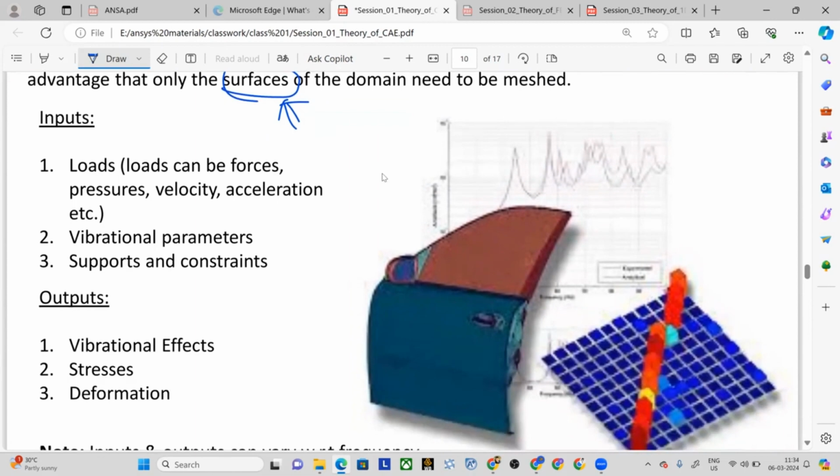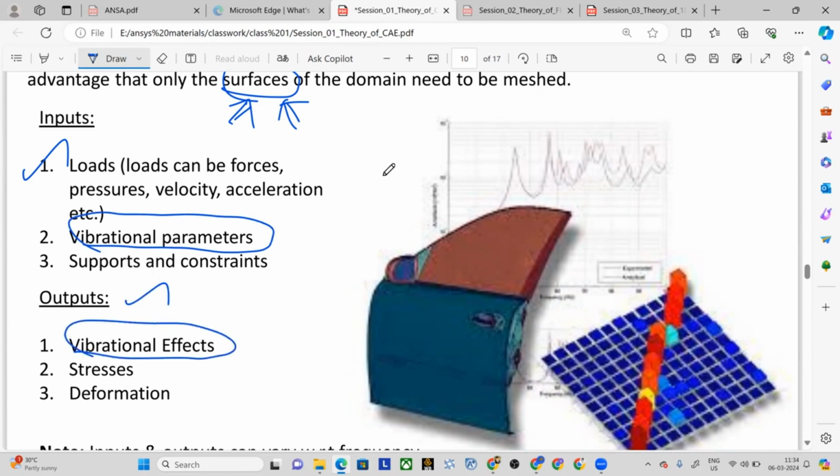So here also the same type of inputs. In addition to that, most of the surface domain where we are trying to analyze using the boundary element method will actually take the vibrational parameters into account. And in the outputs also we'll study some vibrational effects. So this is a difference.